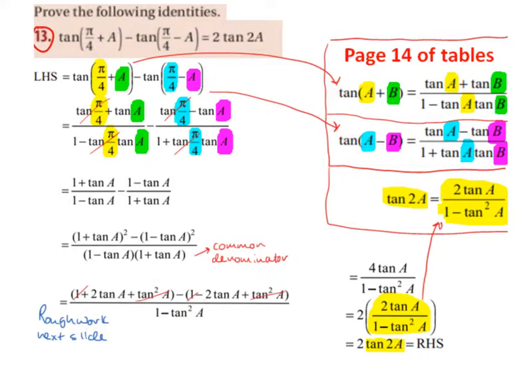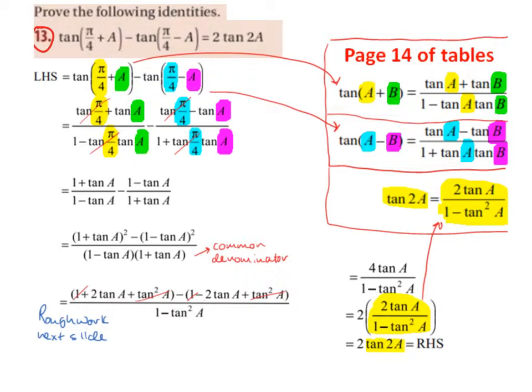Well, we notice that we have tan of pi over 4 in each of our fractions. So tan of pi over 4 and tan of pi over 4 cancel. So we're left with 1 plus tan of a, because tan of pi over 4 divided by tan of pi over 4 is 1. And then we have 1 minus 1 times tan of a, which is just 1 minus tan of a. So this simplifies to this.